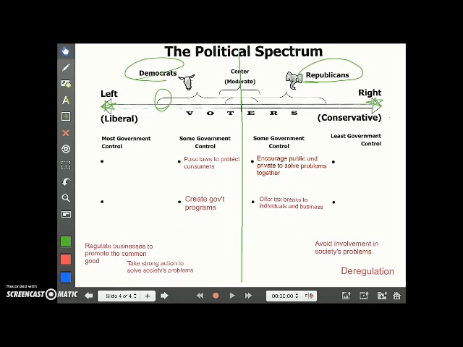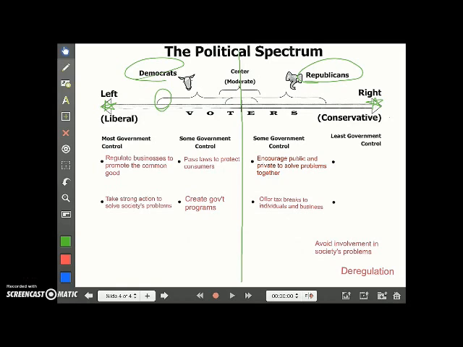These very moderate policies are promoted by most Democrats and most Republicans. However, we do have some who fall on the more conservative or more liberal ends of the spectrum. So let's start with the Democrats. Democrats further left favor heavy regulation of businesses to promote the common good. So lots of rules, regulations, perhaps taxes for businesses to make sure that they're doing what's best for society.